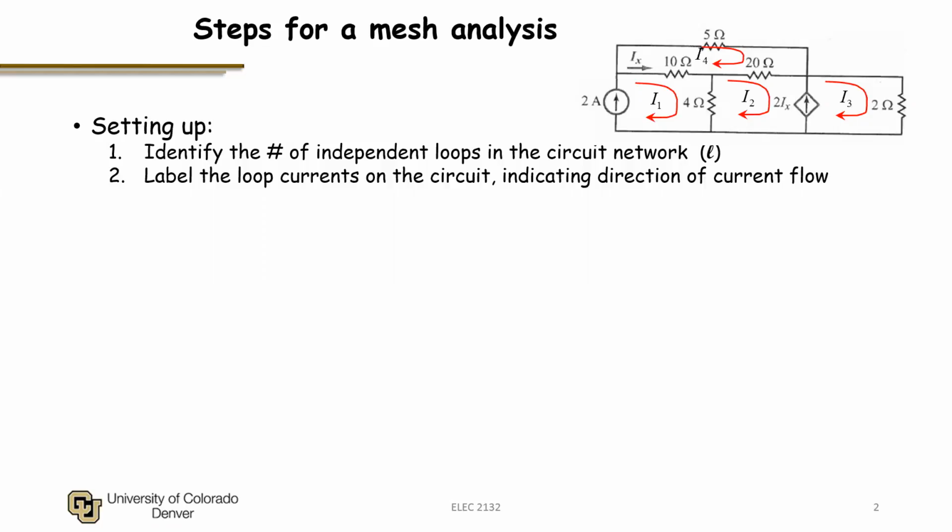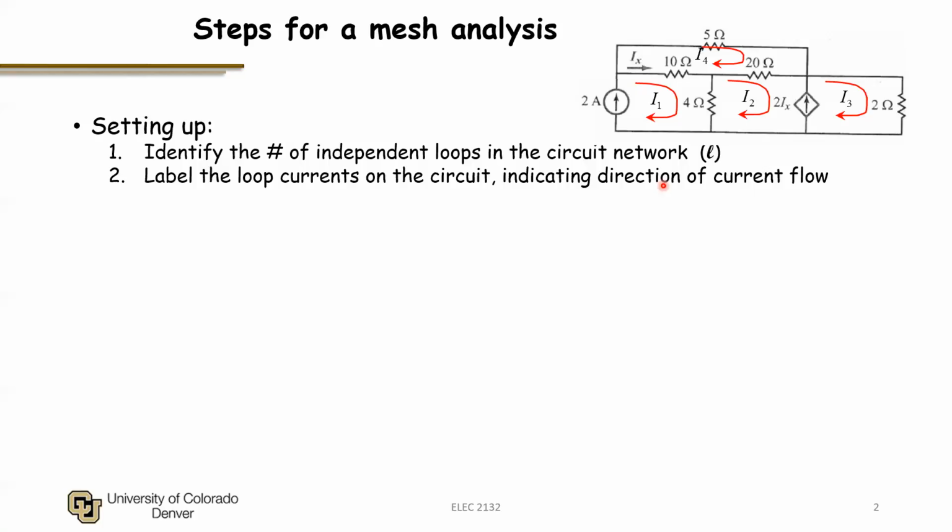And when you have branches such as the branch up here with the IX that share multiple loop currents, what we see is that that is a superposition of the loop current I1 flowing to the right and I4 flowing to the left. So IX would be I1 minus I4.